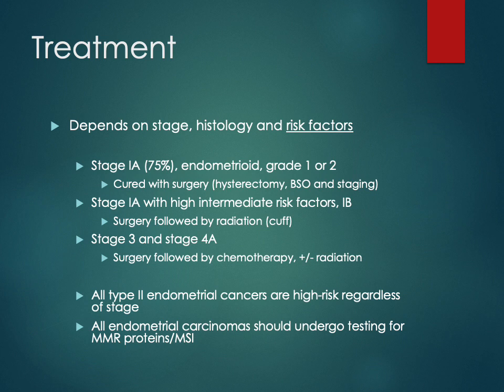We typically do a hysterectomy, a bilateral salpingo-oophorectomy, and then we take lymph nodes as part of the staging. The standard has been shifting more towards doing sentinel lymph nodes, but either sentinel or full lymph nodes are acceptable. Now for stage 1A with high intermediate risk factors, and we'll talk about what those are in a moment, or stage 1B disease, surgery is typically followed by radiation, cuff radiation.